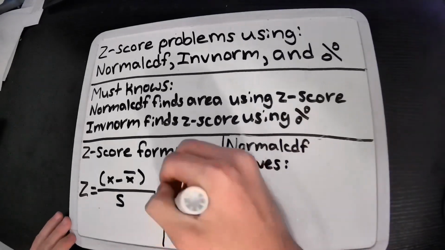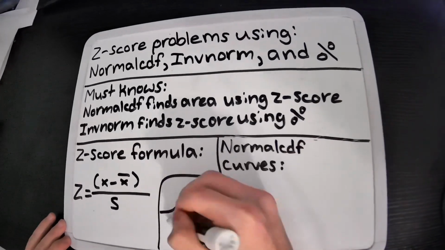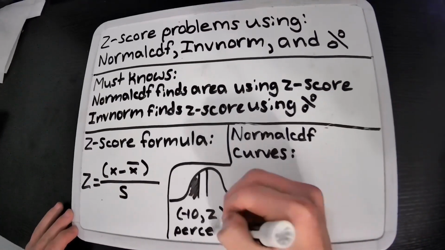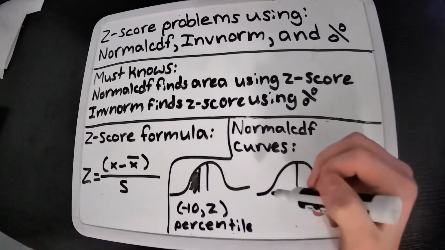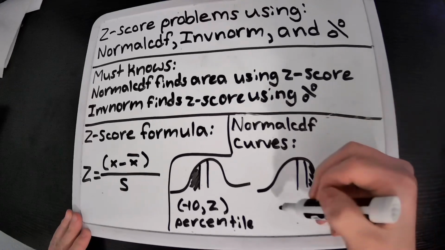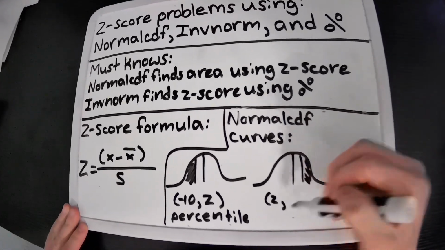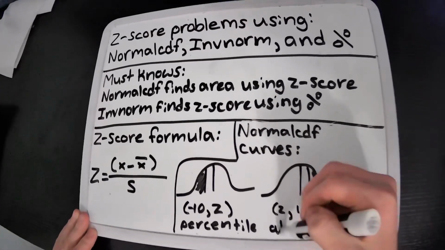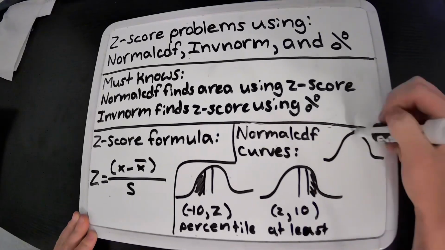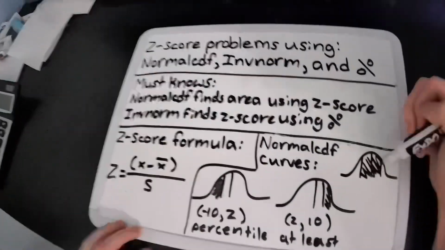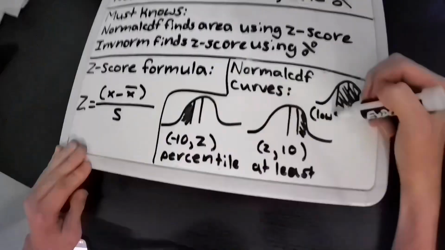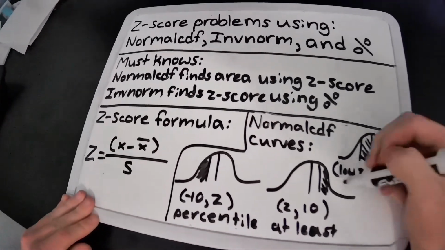Here are some examples of z-score curves and normal CDF. If you're shading to the left of the z-score curve, you're going to want to do normal CDF, -10, and then the z-score. If you're shading to the right of the curve, you're going to want to do normal CDF, the z-score, and then +10. If you're trying to find the area in between two z-scores, you're going to want to do normal CDF, the lower z-score, and then the higher z-score.